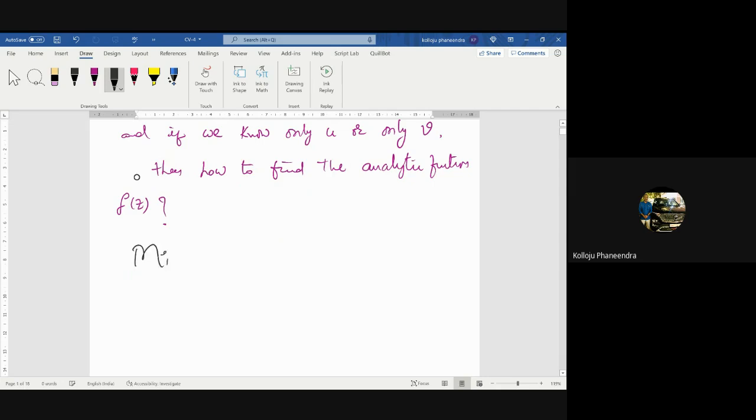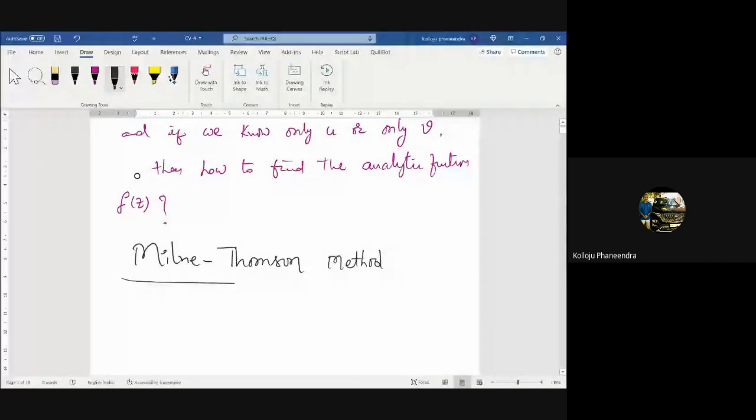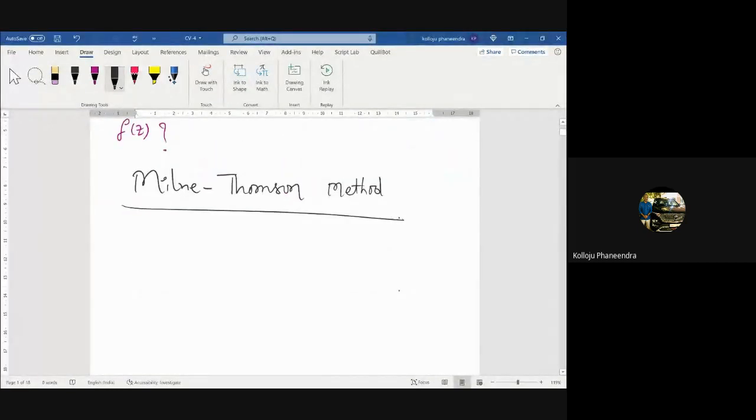The method is Milne Thomson method. See the procedure. Step 1: let f of z equal to u plus iv be the analytic function. This is a compulsory condition, all of you.